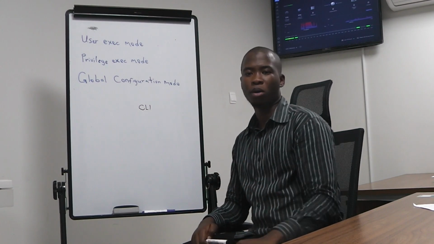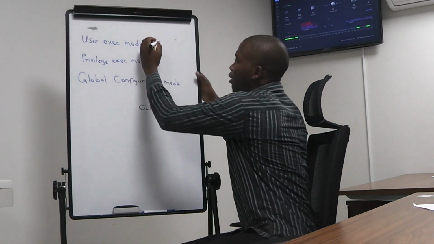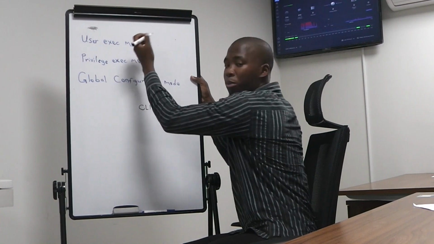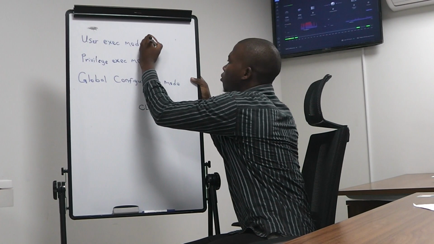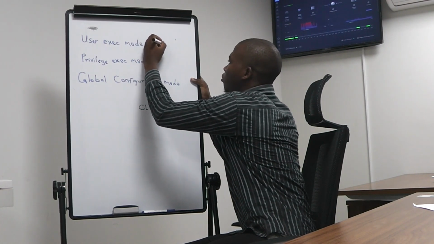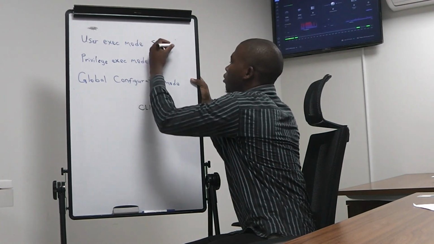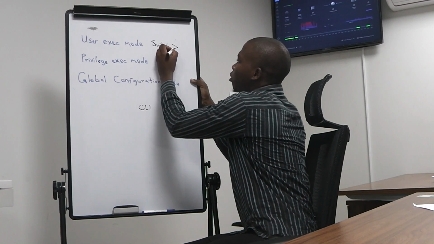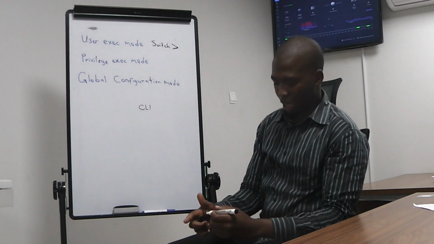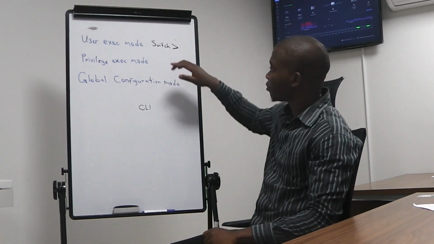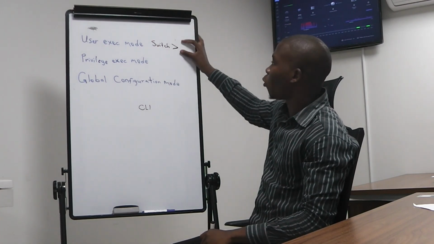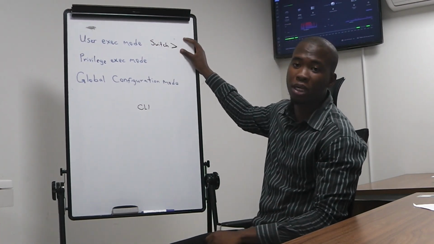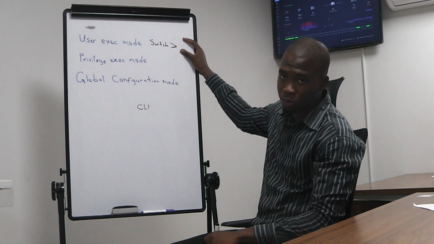So let's assume you are configuring a switch. Then the default name or the prompt you will see on your device will be switch, and this symbol. After having access to your device, this is what you will be prompted with. Once you see this, you should know that you are on the user exec mode.